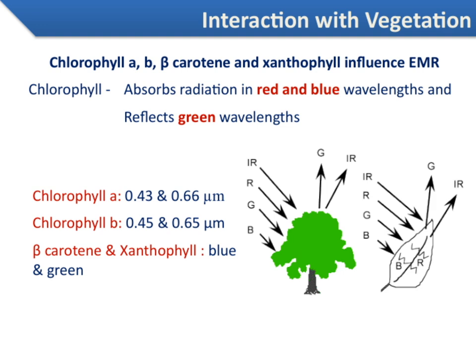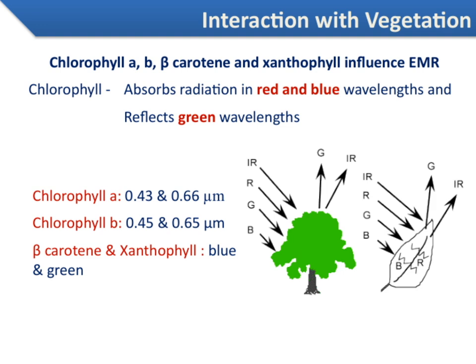Beyond chlorophyll, pigments like beta-carotene and xanthophyll come into play. These pigments mainly absorb in the blue and green wavelengths, adding to the plant's ability to utilize different parts of the spectrum. Together, chlorophyll A, chlorophyll B, beta-carotene, and xanthophyll influence how vegetation interacts with electromagnetic radiation, affecting absorption and reflection. A key point here is that chlorophyll is responsible for absorbing most of the red and blue light, which fuels photosynthesis. Interestingly, it reflects green wavelengths, which is why plants appear green to us.